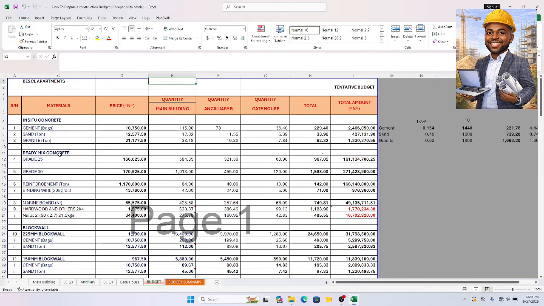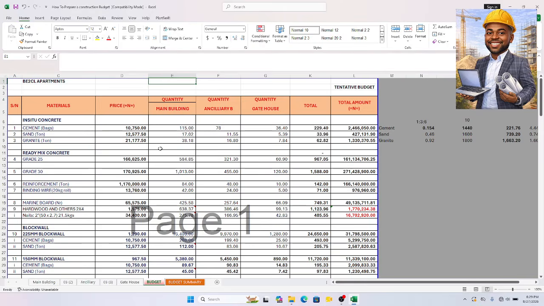Now, this is in-situ concrete. This is concrete here. Now, in this bill of quantity, we have both in-situ concrete and then ready mixed concrete. In-situ concrete is the one you cast on site. We already know that. Ready mix is the one you buy. Okay. All right. So this is what we have here.